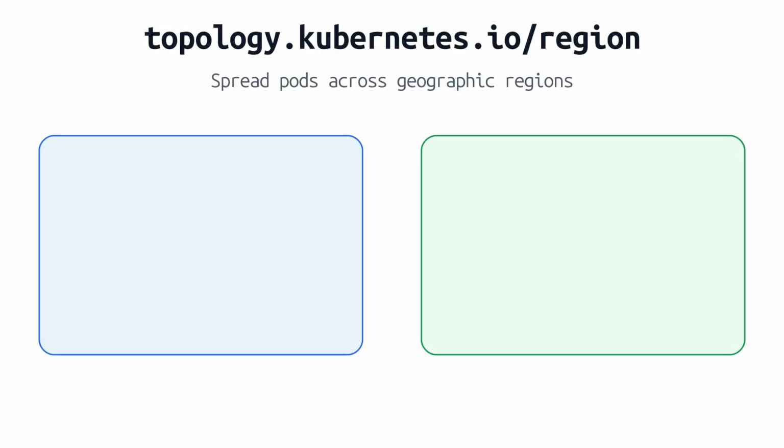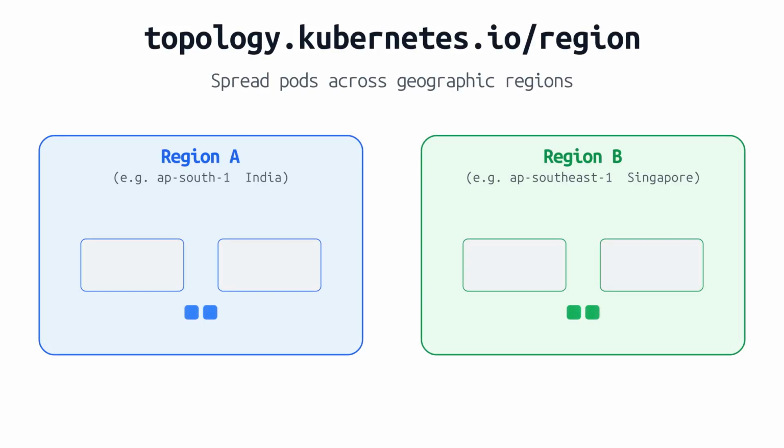Another possible topology key is topology.kubernetes.io/region. This is a bigger boundary than zone. Use this when your setup spans across regions. For example, one region could be in India and another in Singapore. This matters in disaster recovery setups where you want workloads spread across geographic locations.